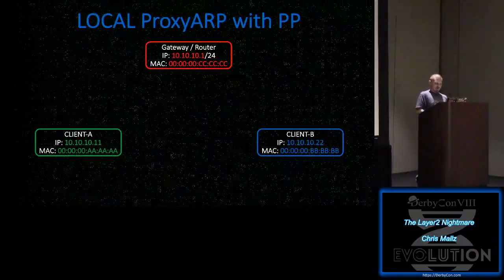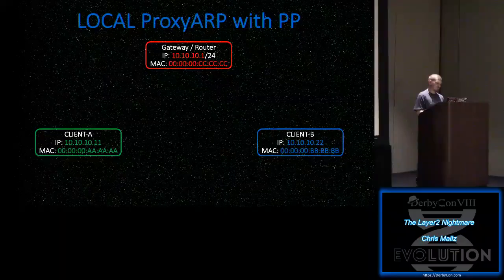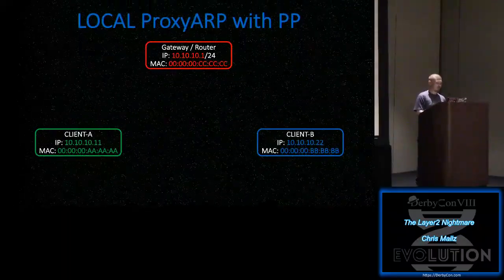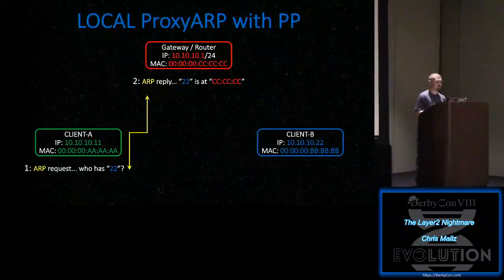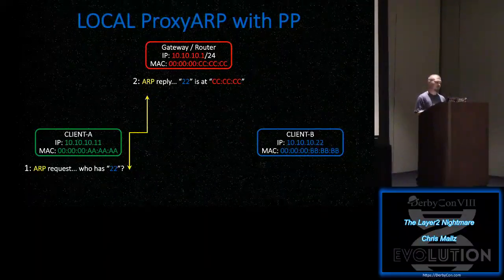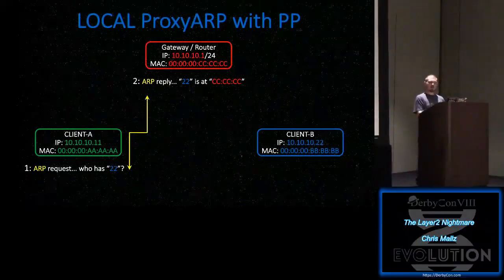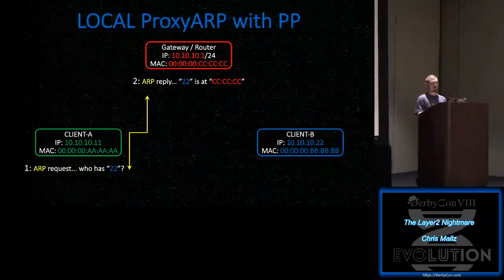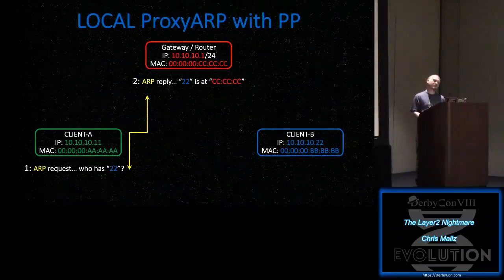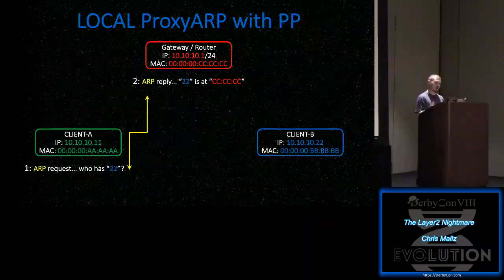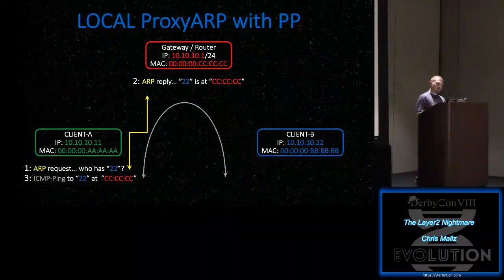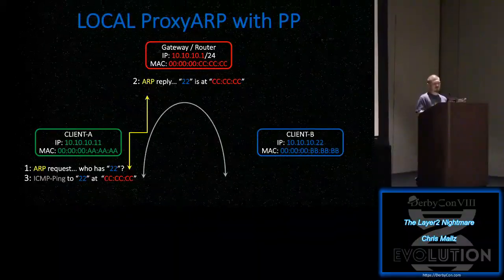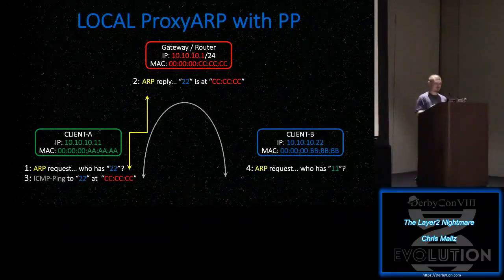With local ProxyARP, this is basically how it works. Client A is going to go out to ping client B, and it's going to say, hey, who has address 222? It's going to send it up to the gateway, and the router is actually going to respond with its MAC address. It's going to say, look, I know what you're looking for, but that's actually me. I am that address. Then you're going to send your ping up to your router and your gateway, and it's just going to forward it back down to client B.